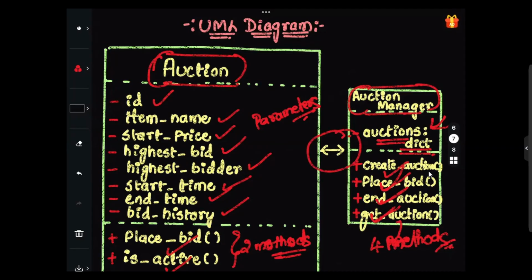So these are the parameters that we'll be making use of within the auction class, and two methods will be going with that. One is place bid and another one is active. So we'll be going with the auction manager class as well, which consists of the auctions, which is of the type dict, and four methods, namely create auction, place bid, end auction, and get auction method. So this is fine, I believe.